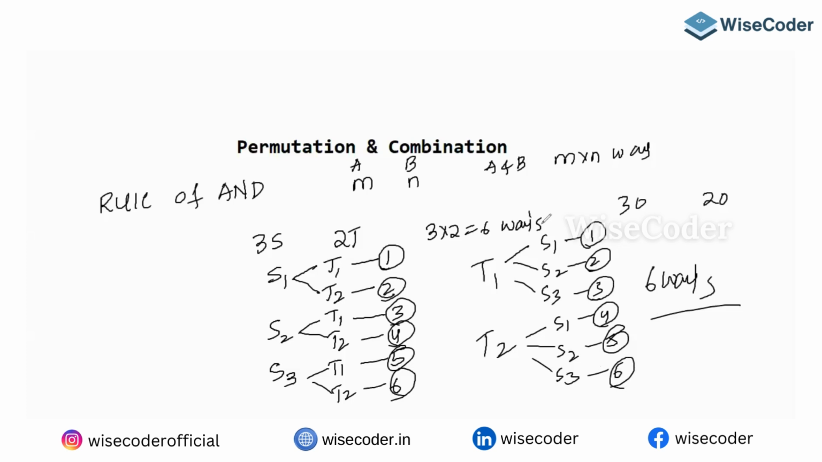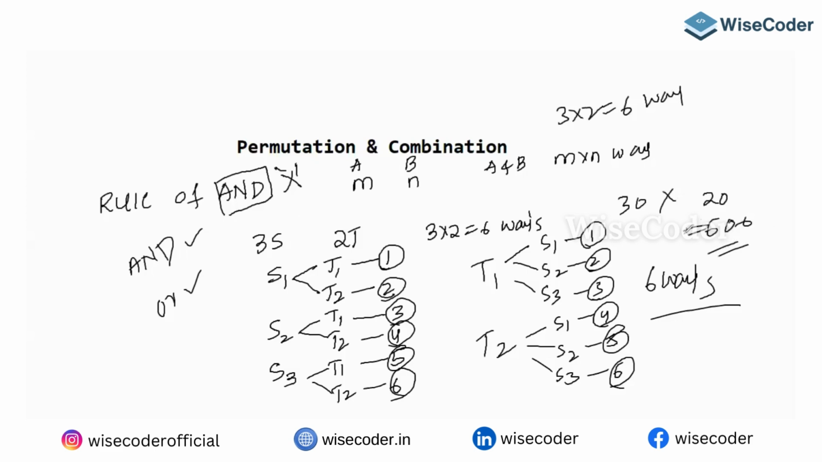The point here is this. Whenever you come across a question, you need to understand whether you need the AND rule or the OR rule. Once you figure it out, AND means always multiplication. So you can directly say 3 into 2, there are 6 ways. If you have 30 shirts and 20 trousers, you can say 3 into 2, 6 and 2 zeros, 600 ways.